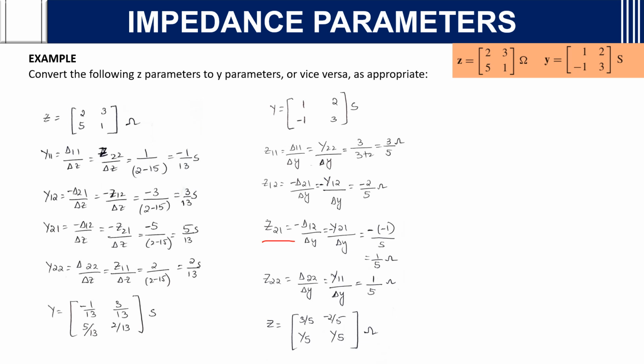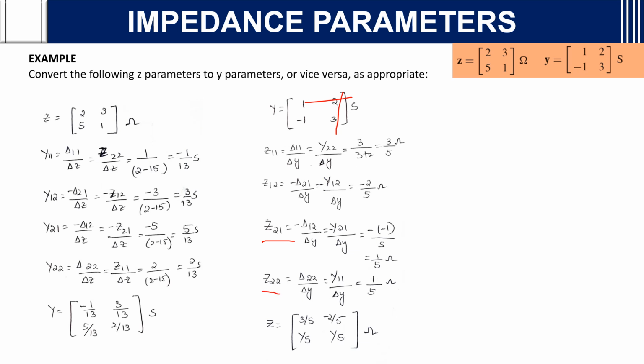In the same way, Z21 is minus delta 12 by delta y. Delta 12 means first row, second column need to be eliminated. So you will get the y21 value. Y21 value is minus 1. As the formula also has a minus, minus of minus is plus. So 1 by 5 ohms.